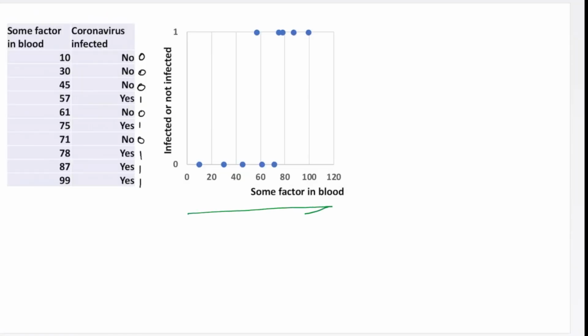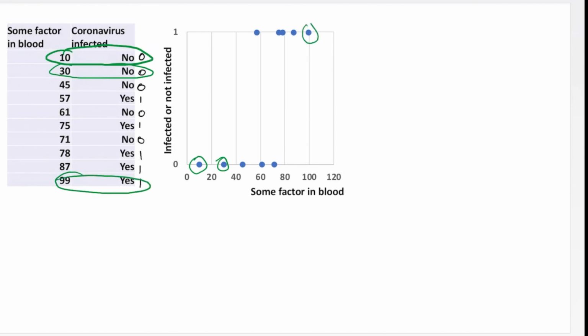Notice that in the horizontal axis we have this particular blood factor, and in the vertical axis we have either infected or not infected, that particular information. 0 indicates not infected and 1 indicates infected. 10-0 is right here, 30-0 is right here, 99-1 is right here, similarly 87-1 is right here, and so forth. So all these points are actually coming from this particular dataset.